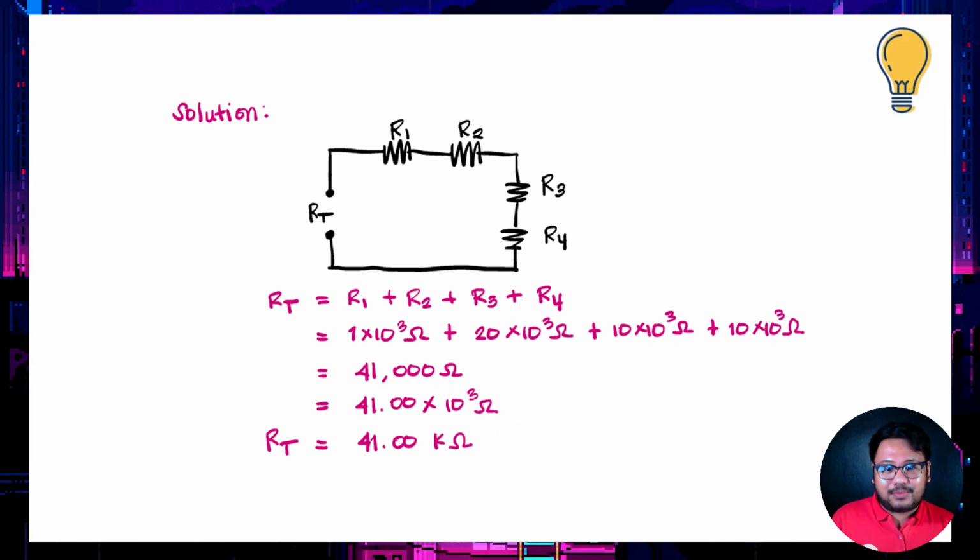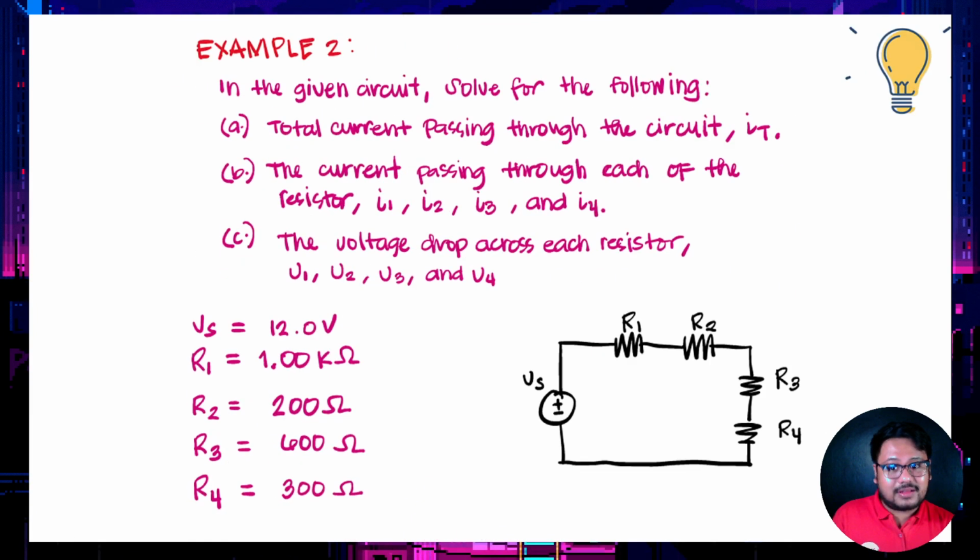Let's have example number 2. Let's deal now with current and with the voltage supply. Example number 2. In the given circuit, solve for the following: the total current passing through the circuit IT, the current passing through each of the resistors I1, I2, I3, and I4, and lastly, the voltage drop across each resistor, wherein we have V1, V2, V3, and V4. Still, this is a series circuit configuration.